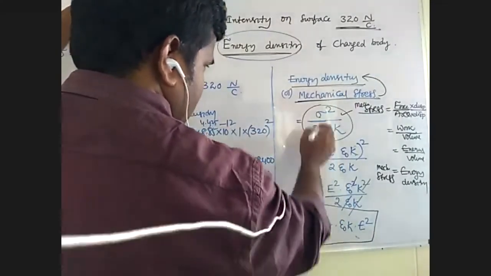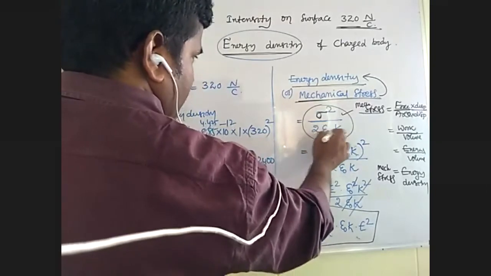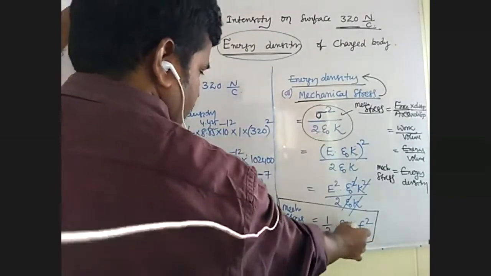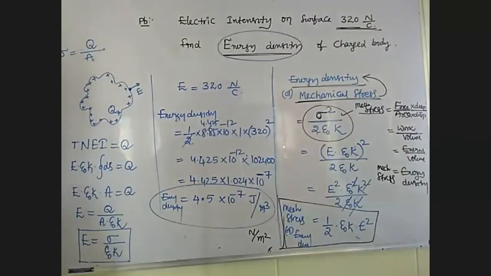That formula is sigma square upon 2 epsilon naught k, so half into epsilon naught k into E square. Okay.